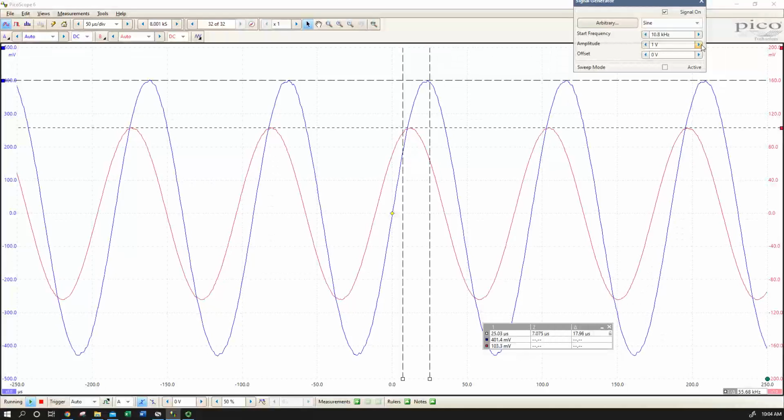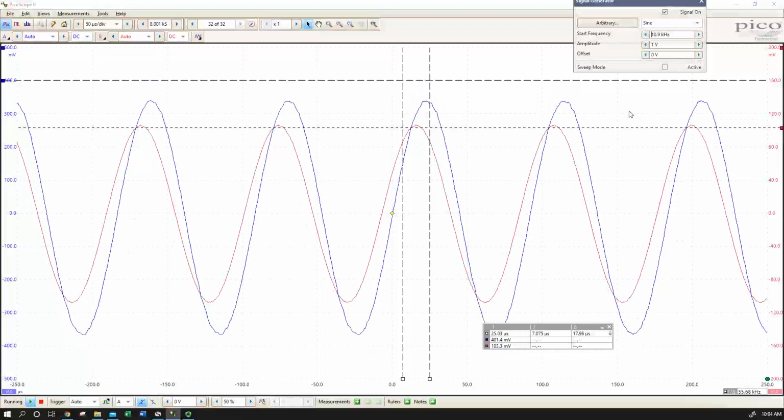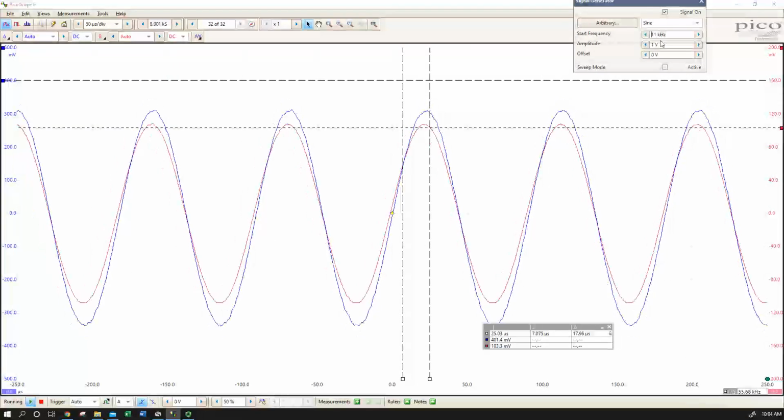Let's get even closer, or maybe overshoot it. Let's do, and I'm changing my frequency each time. Okay, 10.9, another small incremental change. We're going to go up to 11. Okay, so here we are pretty much at resonance.